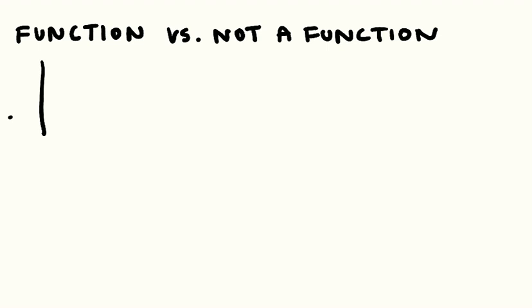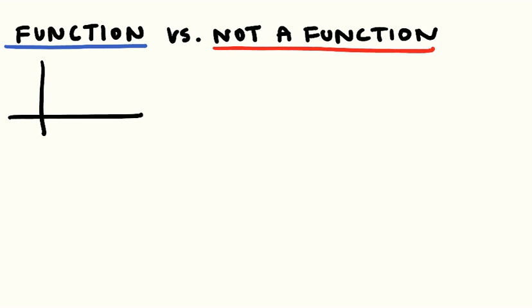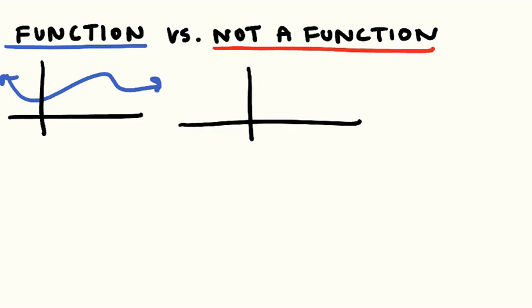We know that a function does its thing. It passes the vertical line test. But not a function is going to be something that maybe loops back on itself, right? When we draw a vertical line through it, we hit it more than once. Okay, that's not a function. That's pretty easy. The table should also be pretty easy.